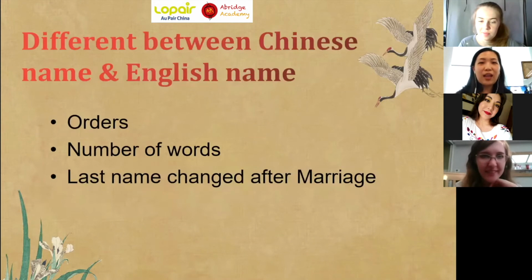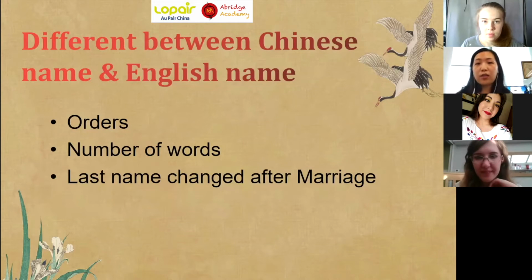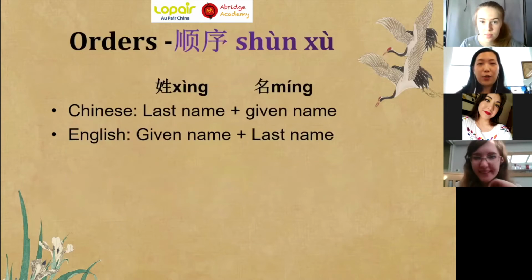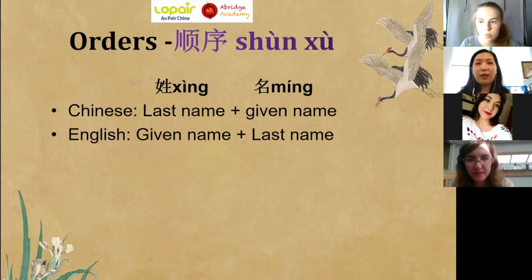Right, so let's talk about the differences between a Chinese name and an English name. First, it's the order, the number of words, and the last name change after marriage. These are the three different parts between Chinese and English names. We talk about them one by one, okay? So the first one, orders, in Chinese, 顺序. The orders of our names are different.